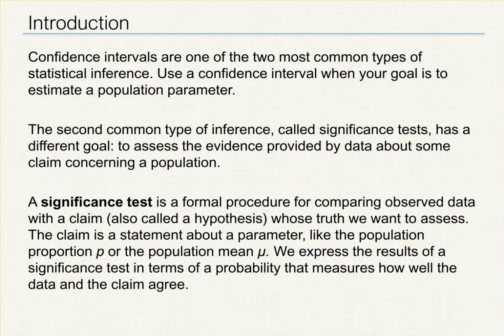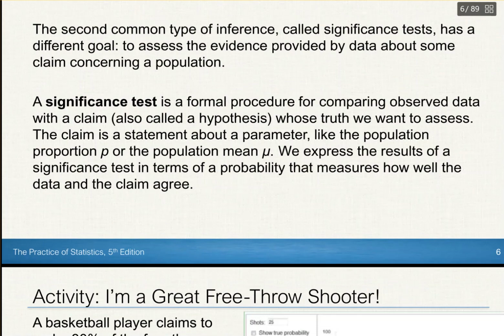A significance test is a formal procedure for comparing observed data with a claim, also called a hypothesis, whose truth we want to assess. The claim is a statement about a parameter, like the population proportion p or the mean mu. We express the results of the significance test in terms of a probability that measures how well the data and the claim agree. So if somebody makes a claim and then we have data, we want to say, does the data support that claim, or does the data reject that claim, support some other conclusion than the claim.